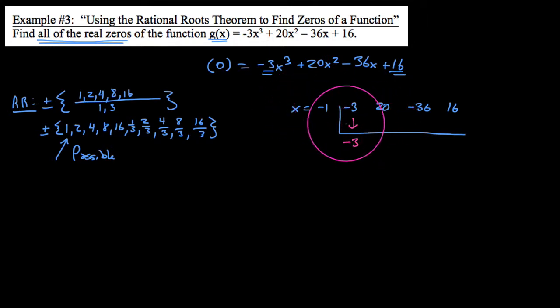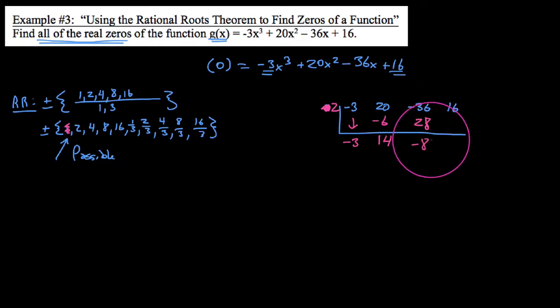Well, let's multiply. Negative 1 times negative 3 is 3. Plus 20 is 23, times negative 1 is negative 23. So this gets more negative, like negative 59, and that's totally not going to cancel with the 16. So negative 1 is not going to happen. So maybe we cross this off the list and say maybe 2 would work, just maybe. 2 times negative 3 is negative 6, plus our 20 here is 14, times 2 is 28. Adding these two up here, we get negative 8, and then 2 times negative 8 is negative 16, and then we get a 0 here.